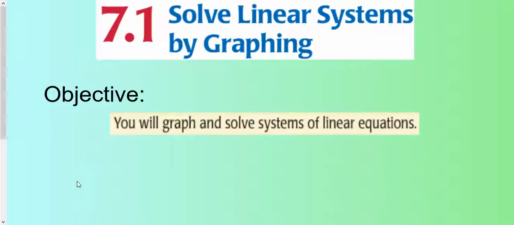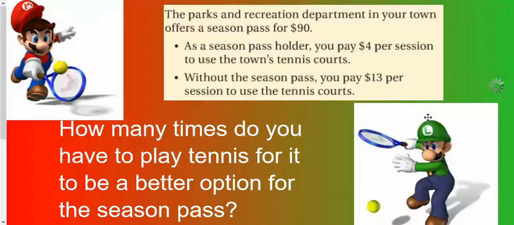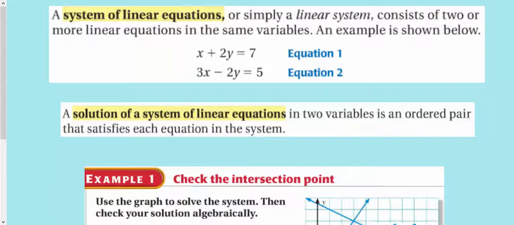We're going to be working with these things called systems of linear equations. That is simply two or more lines graphed together on one axis in the same variables. And what we're going to do is figure out where they cross. I'm going to do this example with you guys tomorrow in class.